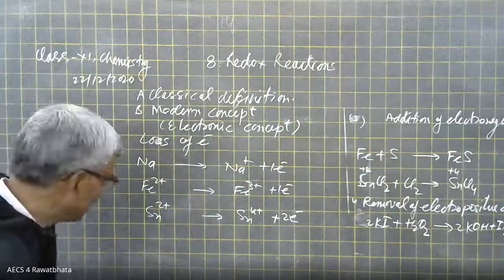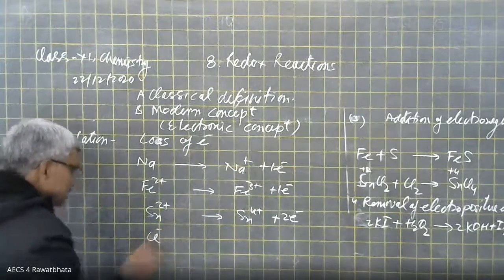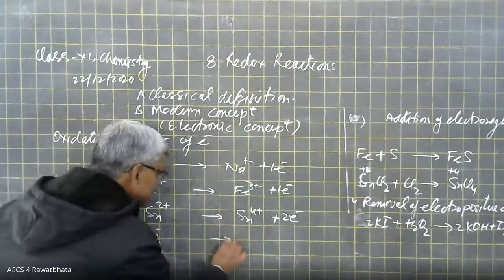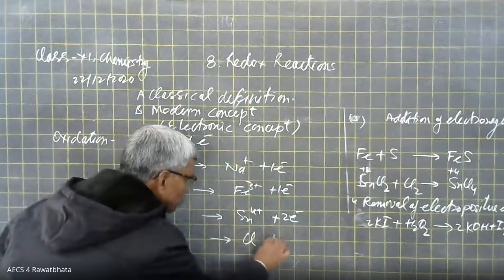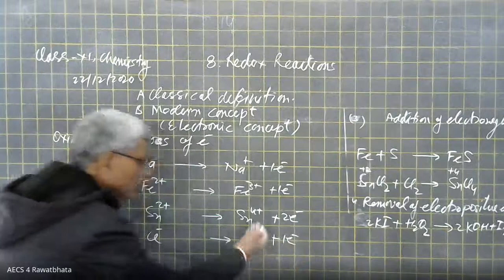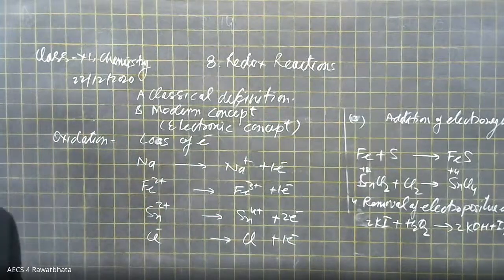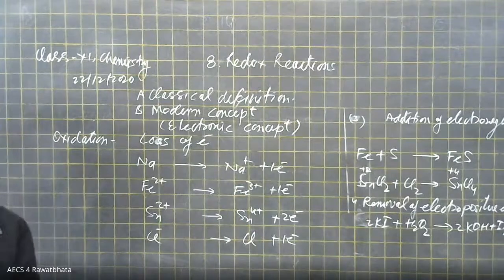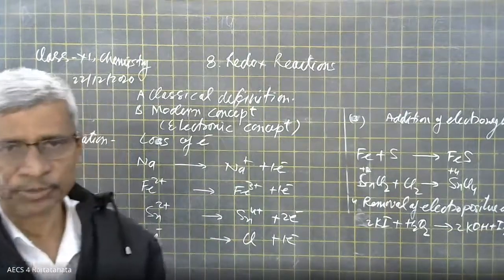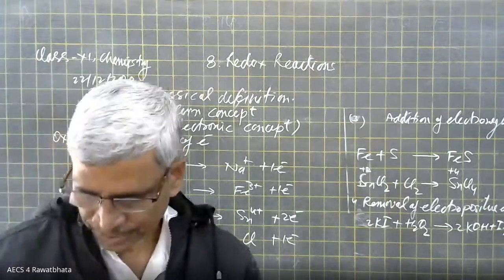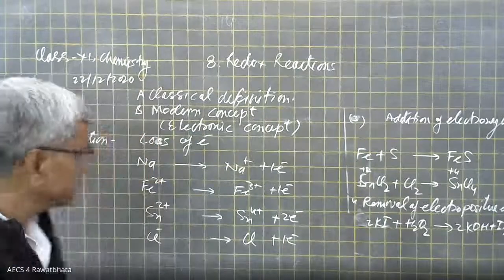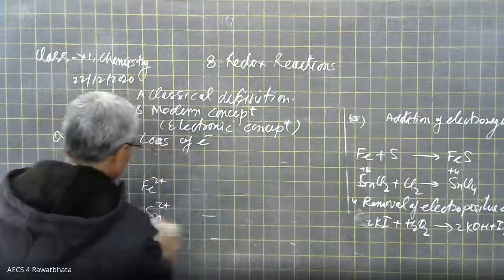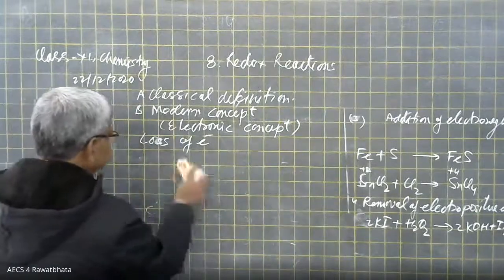We can also say like this: Cl minus, that is chloride ion, is going to change into chlorine atom after losing one electron. This is also an oxidation reaction. Loss of electron is the oxidation process. Try to remember it because it will come in the next topic later on. All redox reactions are decided on the basis of electrons only.